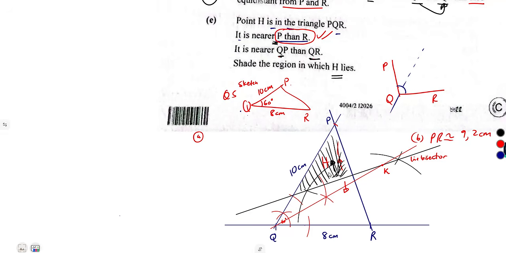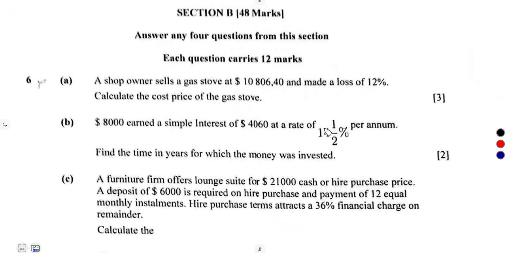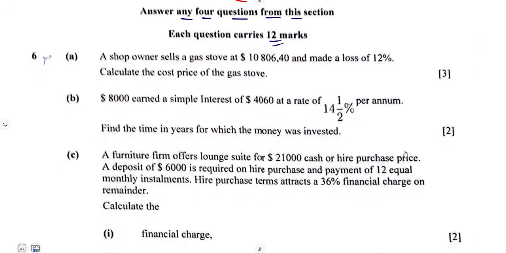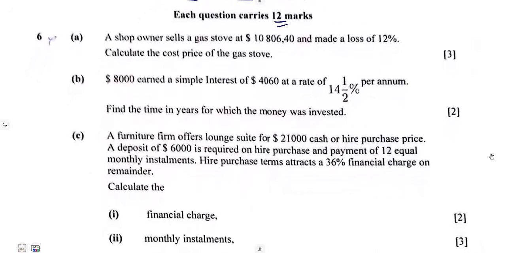All right, let us consider another part. We're already in section B. Under section B, you are given to answer any 4 questions in this section, for you to obtain 48 marks, since each carries 12 marks. So you're going to choose, but for purposes of revision, we are going to consider all the questions in this section.